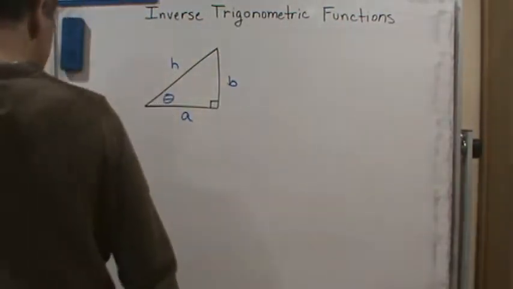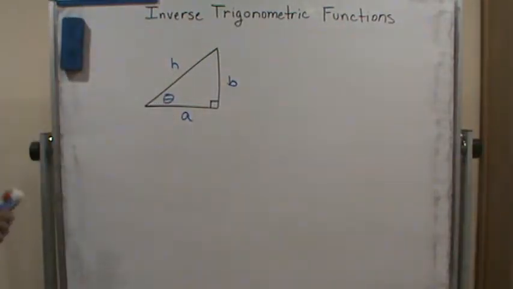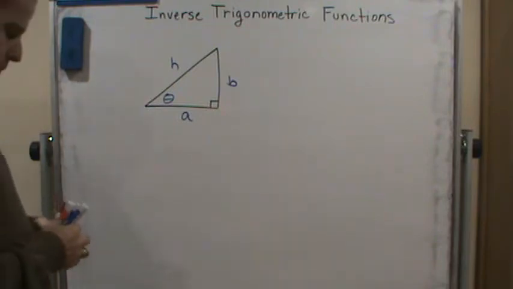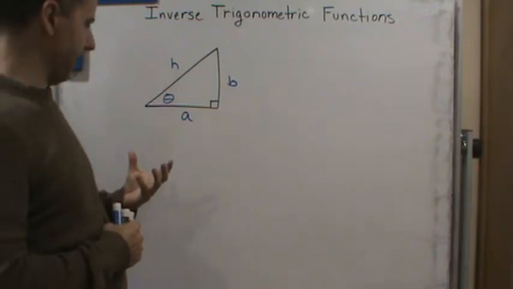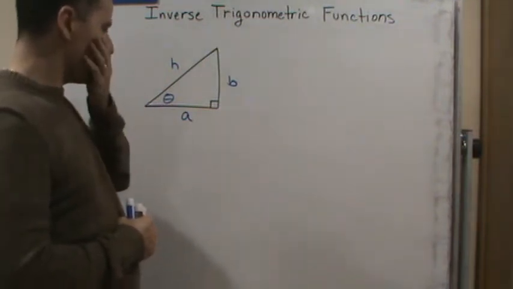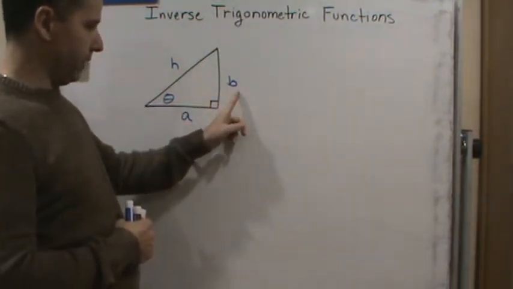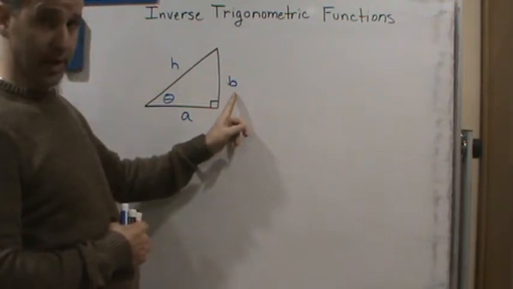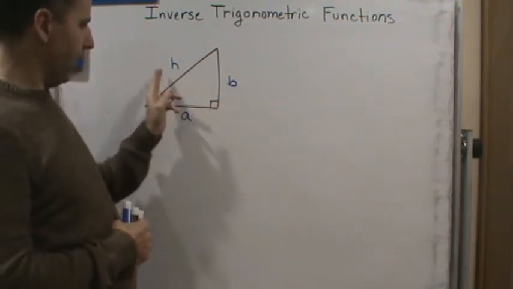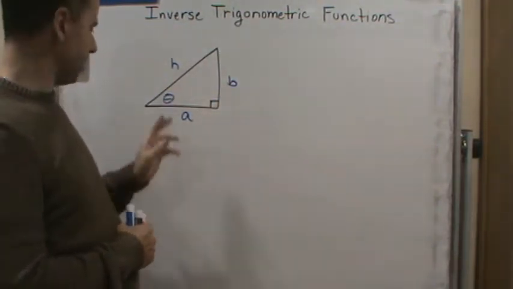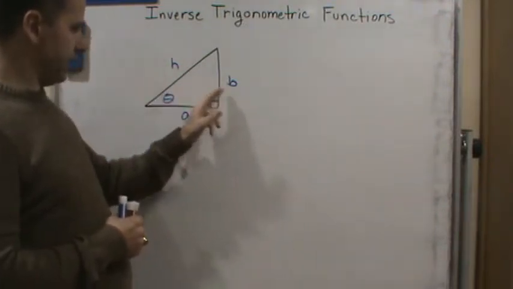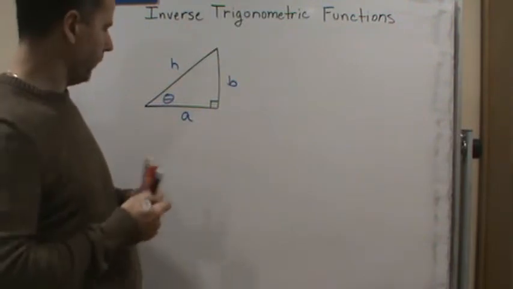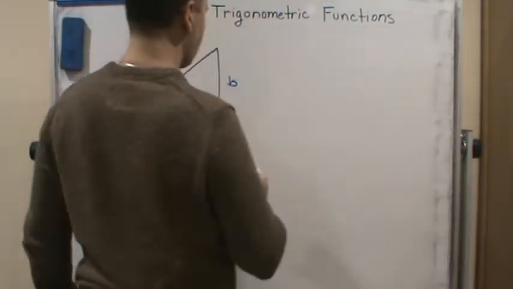So there's lots of different ways we could answer questions like this. For example, one question you could be asked is, you could be given the far side, the opposite side, and the hypotenuse, right? And asked to find the angle, right? So you're given these two sides and you're asked to find the angle. Well, how would you do that?